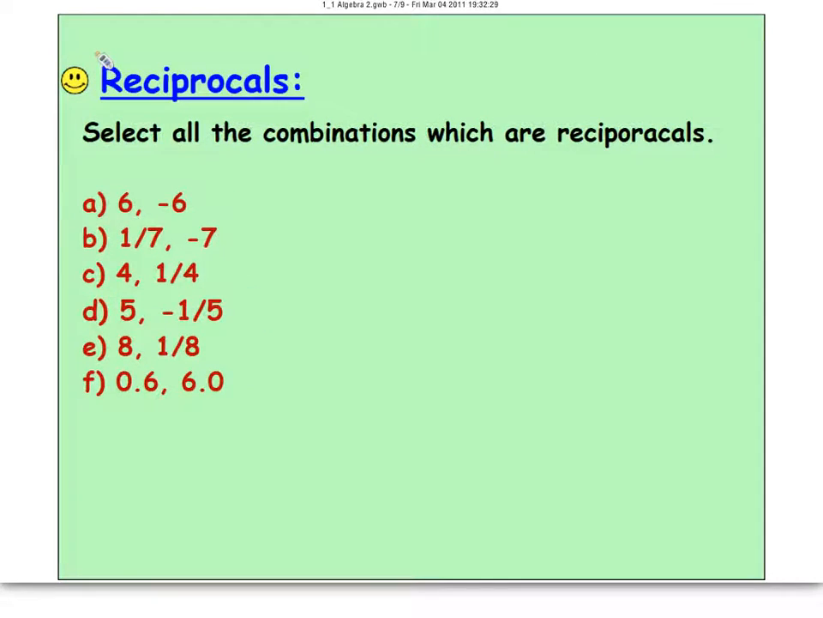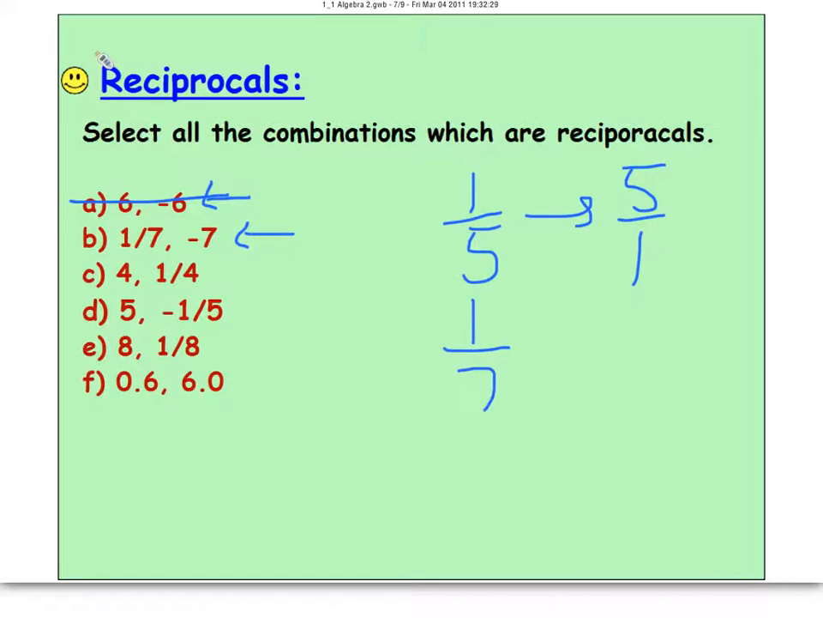Another vocabulary word you might hear is reciprocals. Now, which ones are reciprocals? Be careful, these two, 6 and negative 6, are opposites. That's not what reciprocal means. What reciprocal means is you flip it. So if I had the number 1/5, its reciprocal would be 5/1. So if you look at letter B, if I have 1/7, its reciprocal would be 7/1, which is the same as 7. But they're saying negative 7, so that's not true.